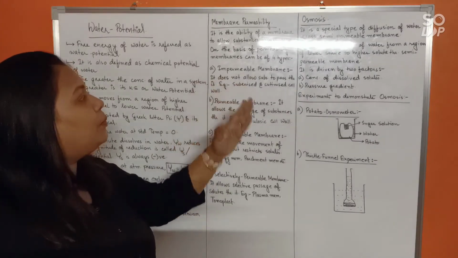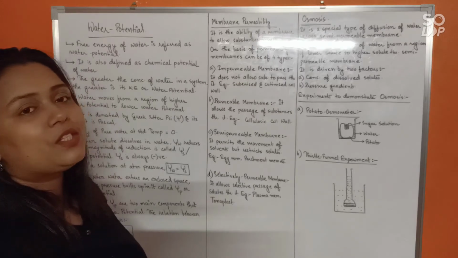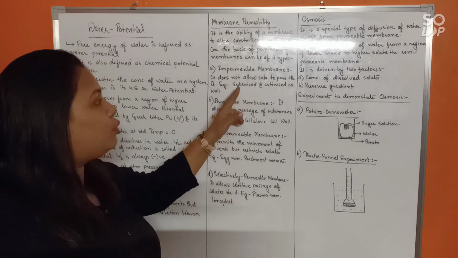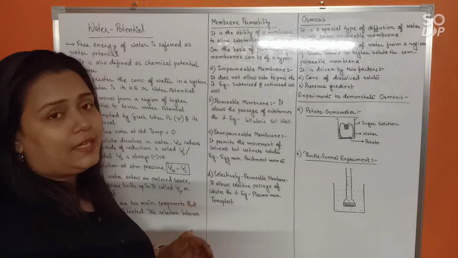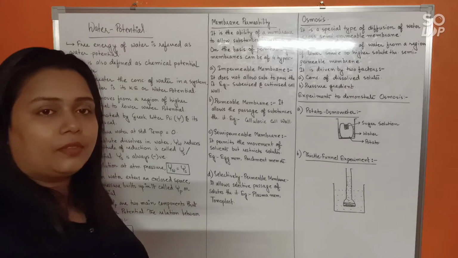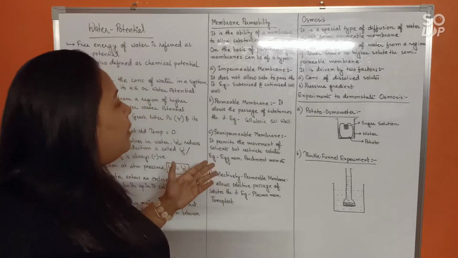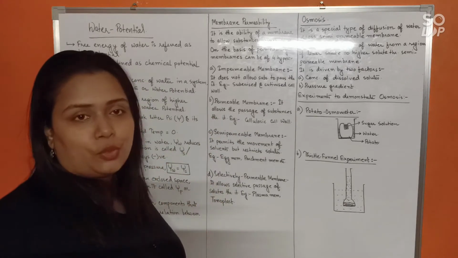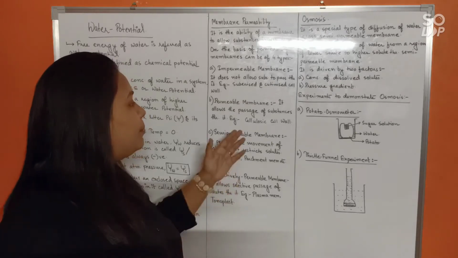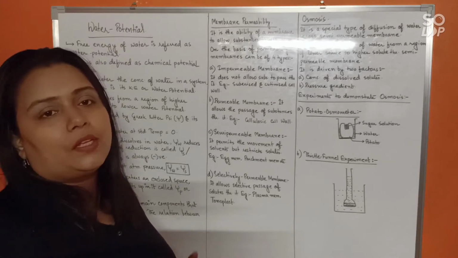First, impermeable membrane. A membrane is called impermeable when it does not allow anything to pass through it. For example, suberized cell wall or cutinized cell walls. These are always referred to as impermeable membrane. Alright. Next, permeable membrane. If a membrane allows everything to pass through it, it would be referred to as a permeable membrane. For example, cellulosic cell wall. It smoothly allows substances to pass through it.